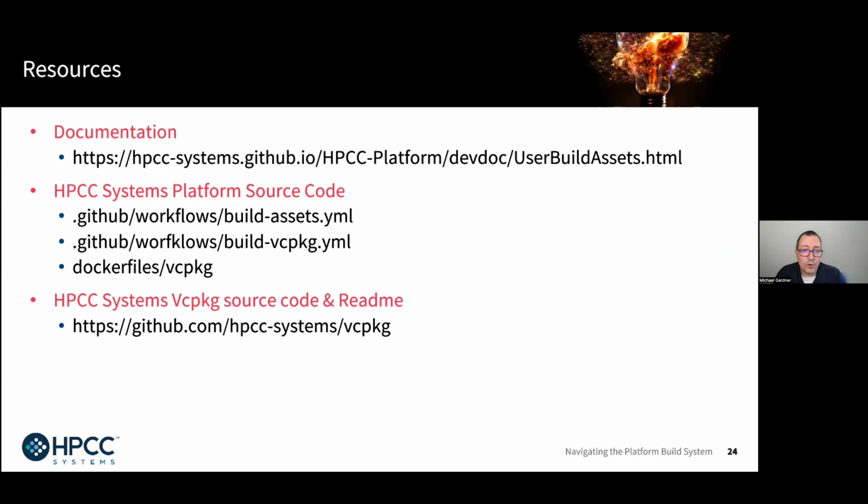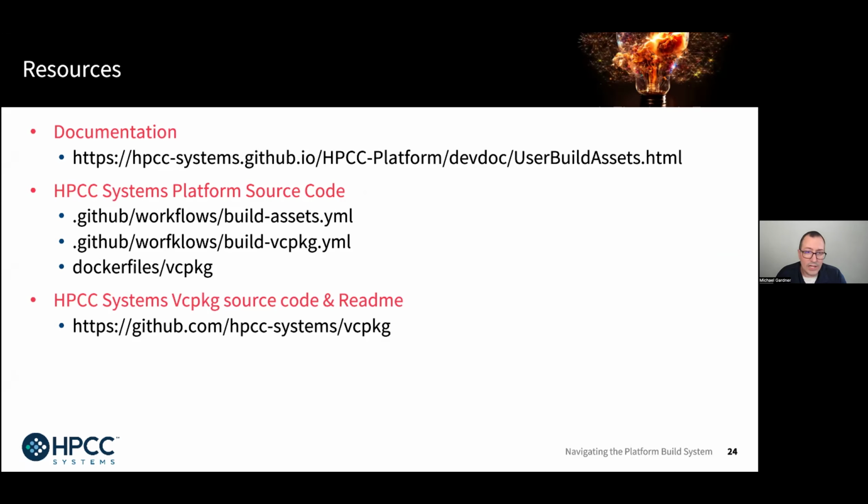Some places in the source code you might want to look for resources for the new build system. Of course, the .github workflows directory is going to have a list of YAML files that have all of our test cases. The big drivers that you want to look at is buildassets.yaml. That'll be the driver for our final assets and our packages. And then the driver for a lot of the test cases, you should look at build vcpkg.yaml.